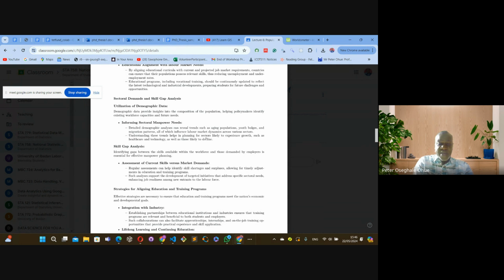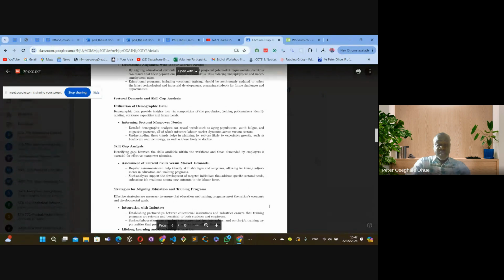Understanding these trends helps in planning for sectors likely to experience growth, such as healthcare and technology, as well as those likely to decline. A word on that. If you know the number of healthcare givers that have left our country in the last 5 years, and the number of technocrats, particularly in the digital field, then you see it. I don't know if you have been to the bank before and had issues with network problems, with so many people there trying to resolve one thing or the other. The skilled people have left. So if I were to advise, one way to handle that, like I said, is to organize training and retraining for people so that they can be up to date.